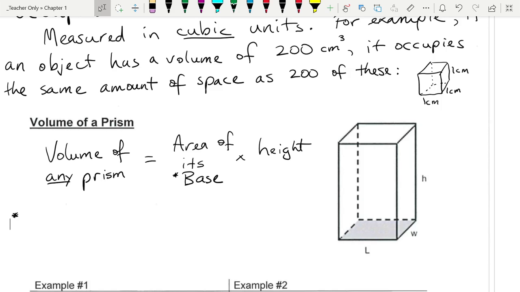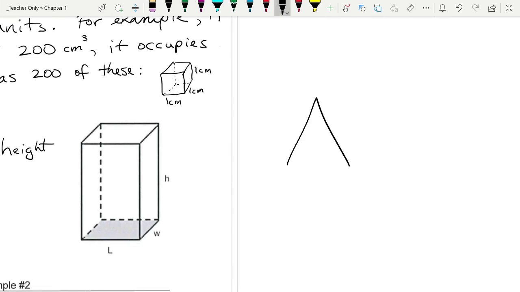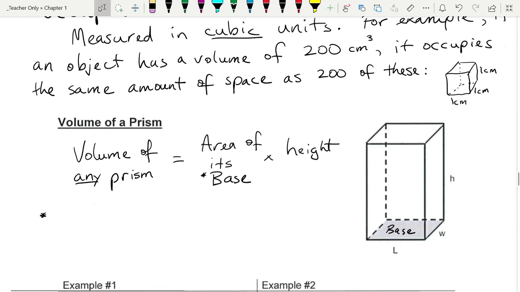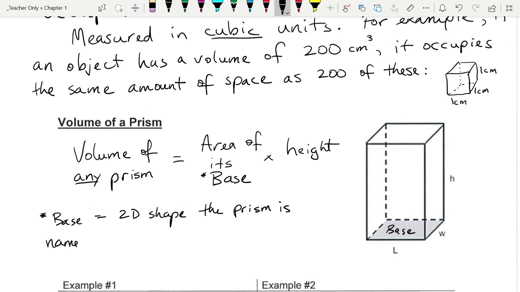I put a little asterisk by base. Now, here's one of the unfortunate things that happens in math every once in a while. The same word gets used for two things. When you think of the word base, you might think, oh, like the bottom side of a triangle is its base. But in a prism, the base is a two-dimensional shape. It's a polygon. It's an actual square or a rectangle or a triangle or a circle. So base in this context is actually the two-dimensional shape the prism is named after.